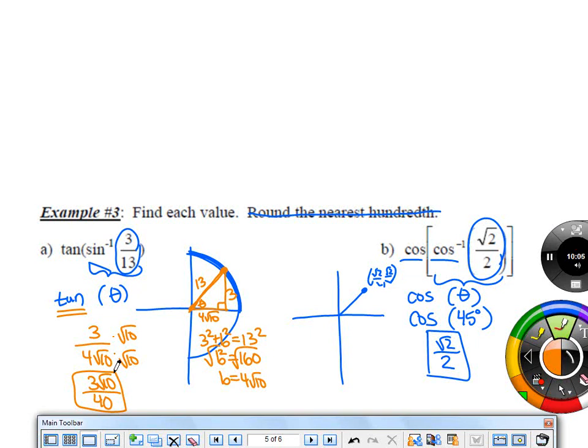So again, I don't freak out because I see 3 over 13 and it's not a value I'm used to on the unit circle. Instead, I use an approach where I draw a picture of what's happening. I cannot answer just this question. I cannot figure this out without a calculator. But I can answer a question that then has me take the sine, the cosine, or the tangent of that angle. Okay?